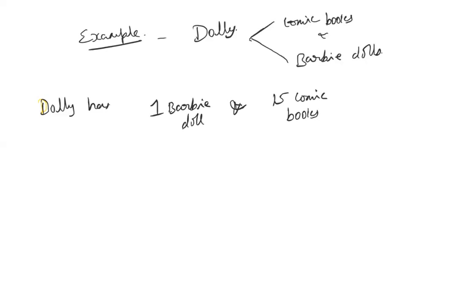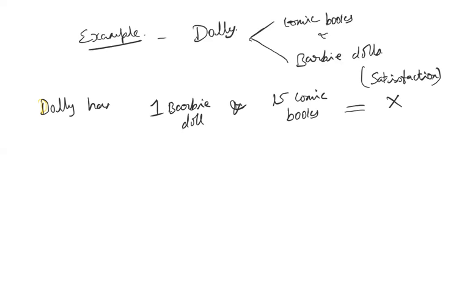So this is her consumption basket. In her consumption basket, she is having one Barbie doll and 15 comic books. This combination of these two commodities is going to give a certain level of satisfaction to Dolly. Let us call it X. This X is whatever satisfaction she is receiving after having one Barbie doll and 15 comic books.